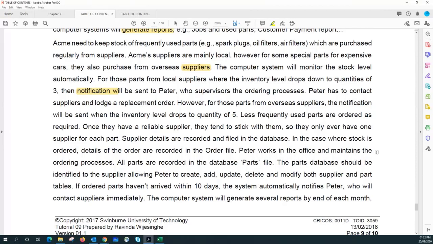Peter works in the office and maintains the ordering process. Yes, there he is creating the purchase orders. All parts are recorded in the database parts file. The parts database should be identified to the suppliers, allowing Peter to create, add, update, delete, and modify both suppliers and the parts table. Right. Now it says Peter is doing this, right? That is something we need to actually think about.